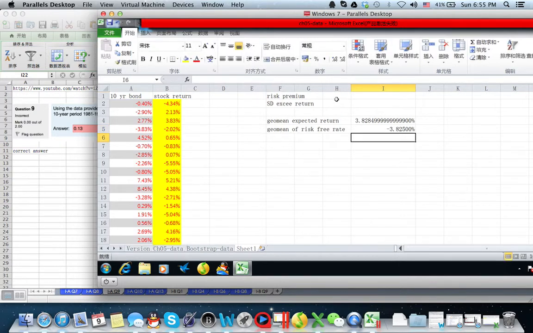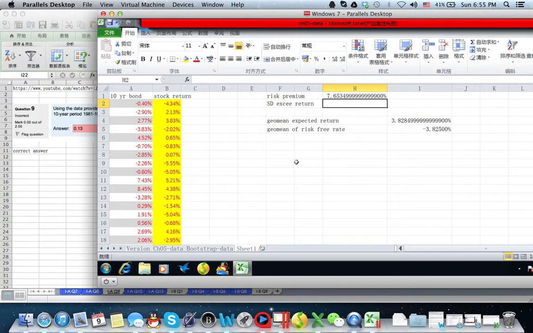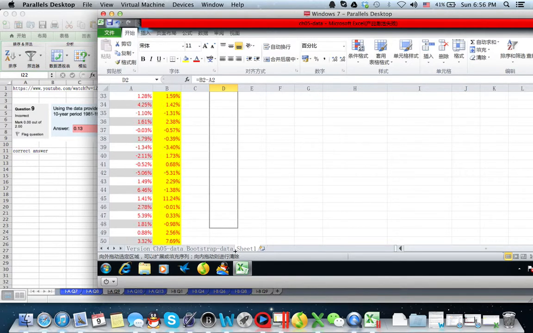Okay, so now we can calculate the risk premium, which equals the geometric mean of expected return minus the geometric mean of risk-free rate. So that equals 7.65349%. Then we need to calculate the standard deviation of excess return. So first we need to calculate the excess return for the 10-year period. It equals the stock return minus the 10-year bond, which is the risk-free rate. So we drag down the box. It will automatically copy the formula.